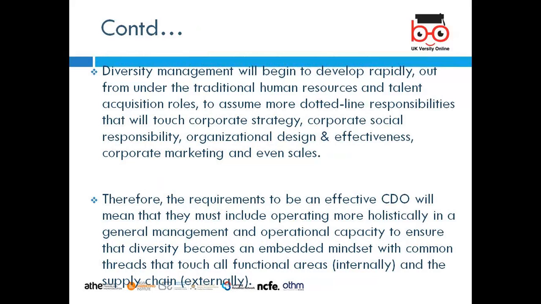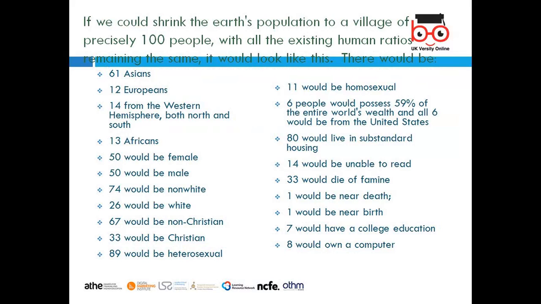Diversity management has developed rapidly out of traditional human resources and talent acquisition. We need to look at this and embed it within the corporate strategy of the organization, to ensure diversity becomes an embedded mindset. So we need to embed it within our organization's functional areas. What is meant by functional area? It's a different department, a different operation, like HR operation, marketing operation, production operation. These are called functional areas.